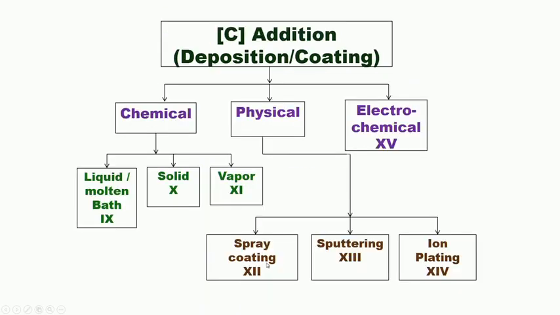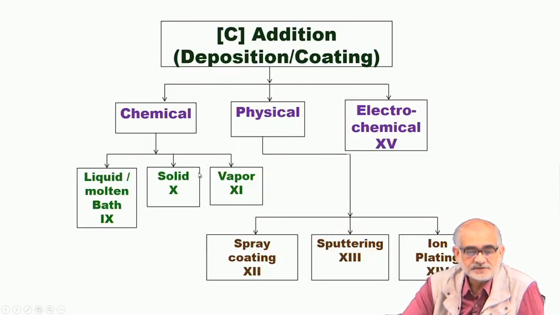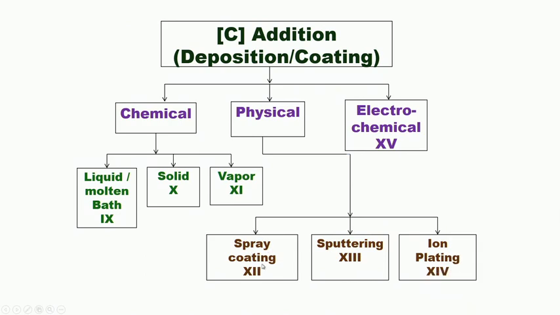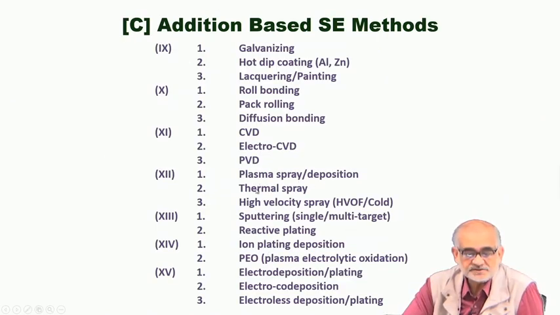You can also create a new surface or add-on material by way of spray coating, but here you don't necessarily change the composition of the surface. For example, you can use plasma spray or plasma deposition, you can use thermal spray, you can use high velocity spray, and these are slightly different from most of the techniques we have discussed so far.